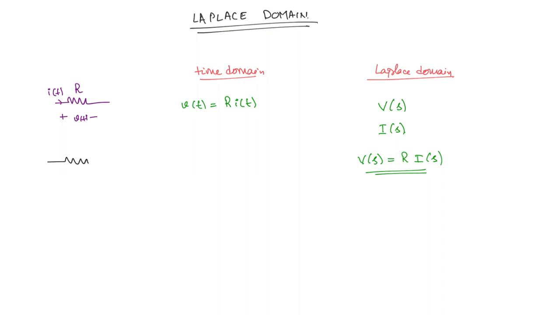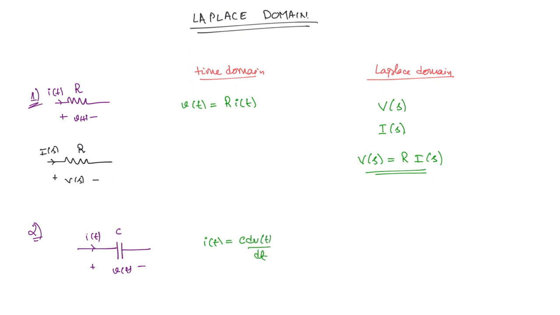So if you are representing the circuit parameters as V of s and I of s, then this element you can simply write as R. This is the resistor. Next, if you see the case of a capacitance, if this is V of t and this is I of t, then what was the voltage current relationship here? I of t is equal to C dV by dt. Now if you apply the Laplace transform to this equation, what are you going to get?